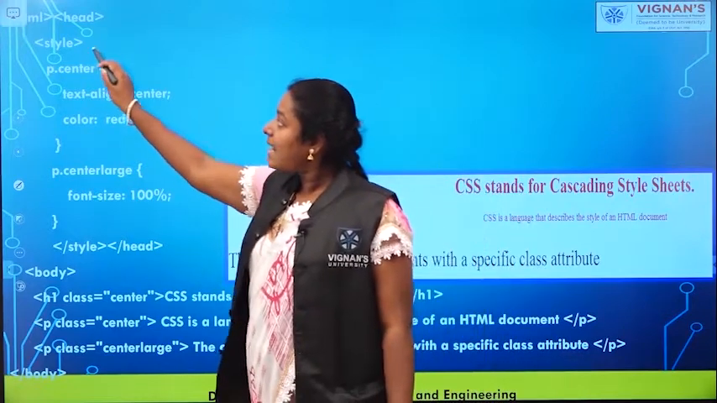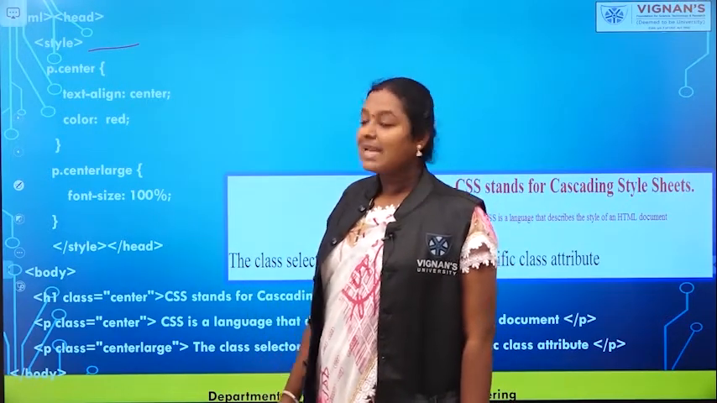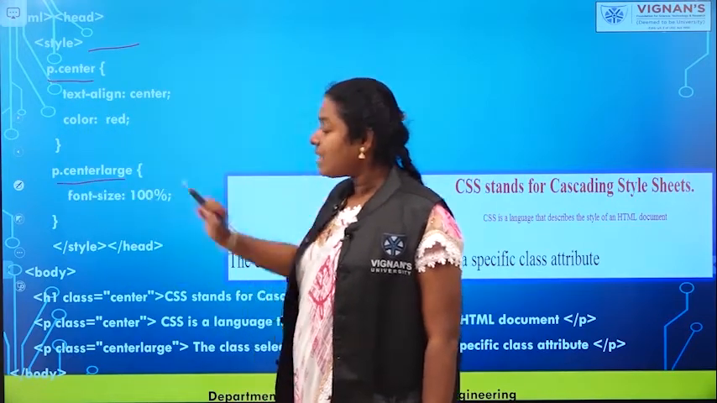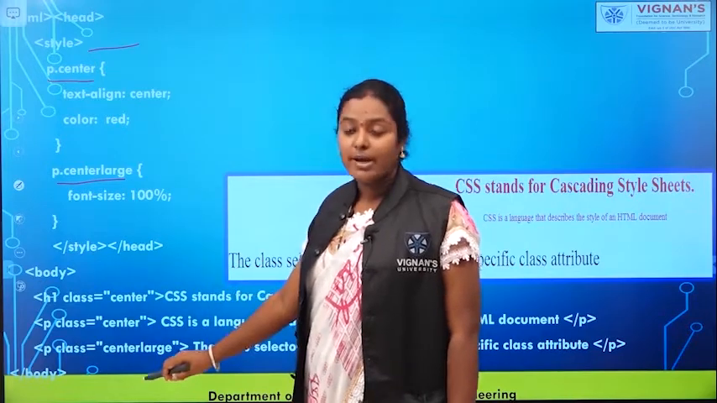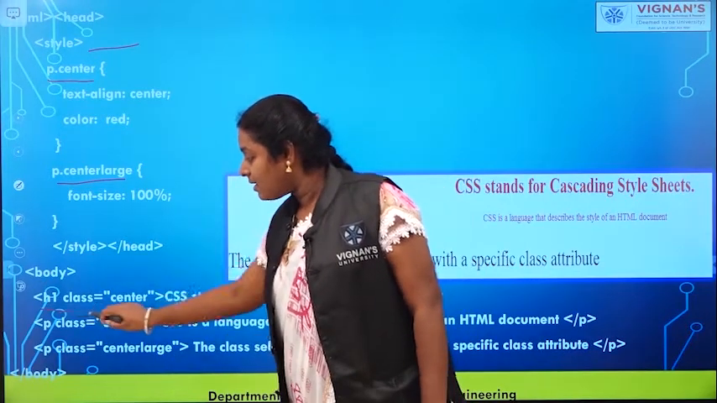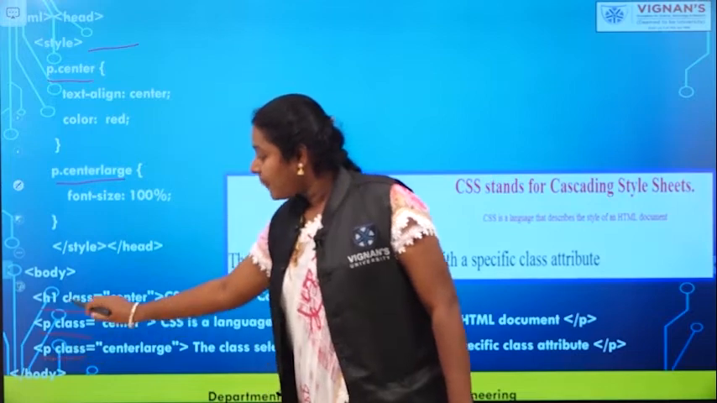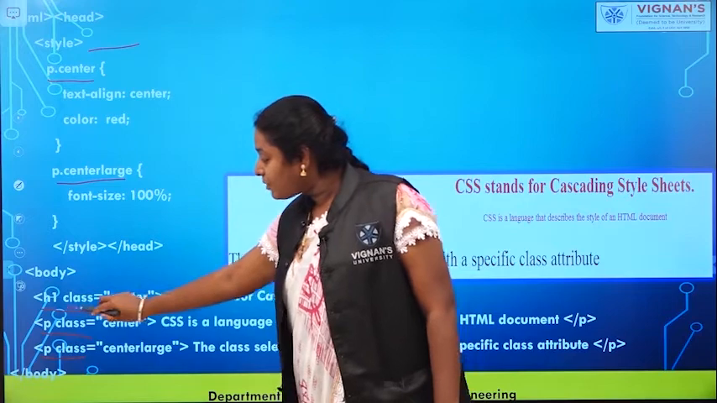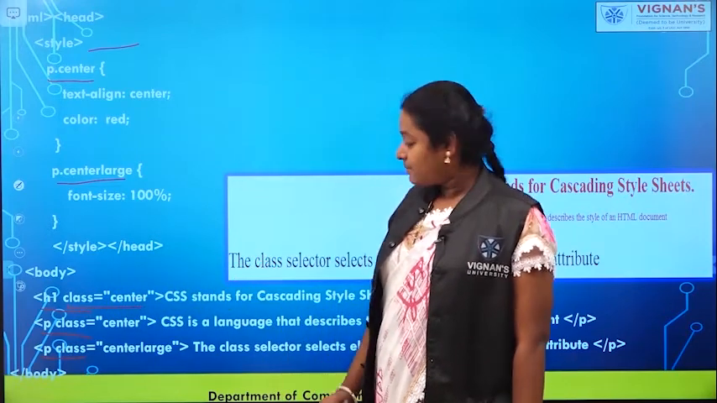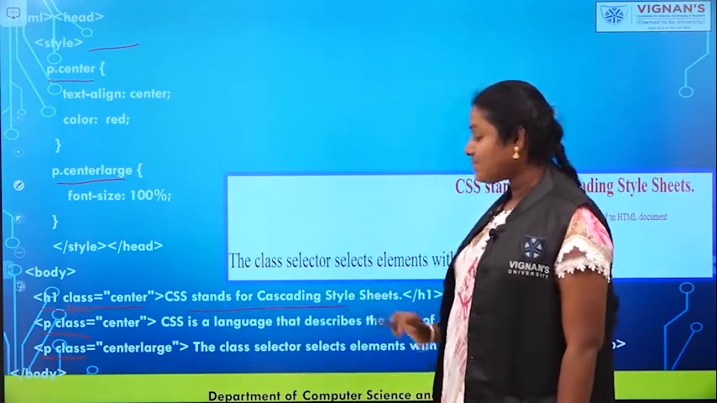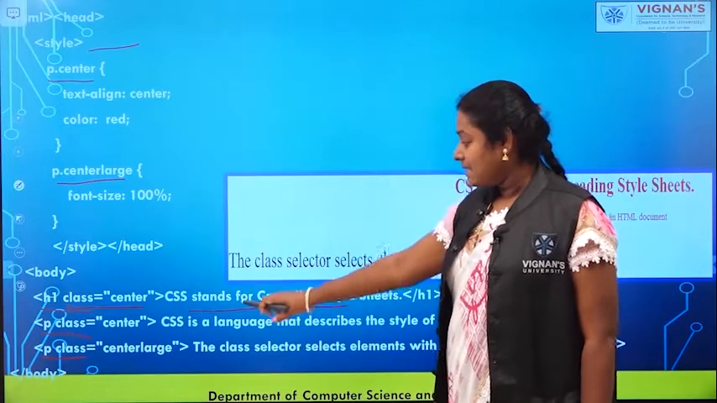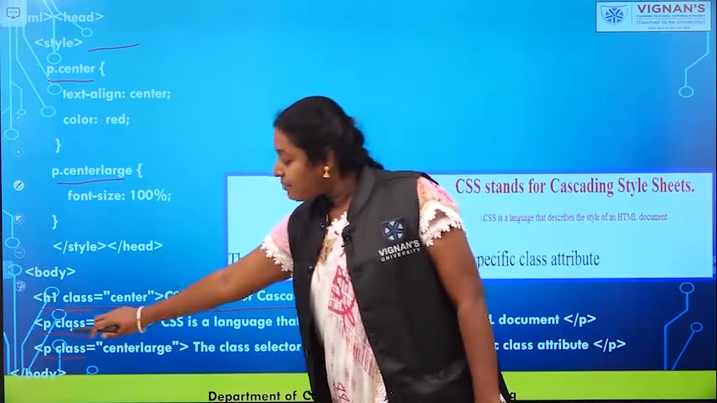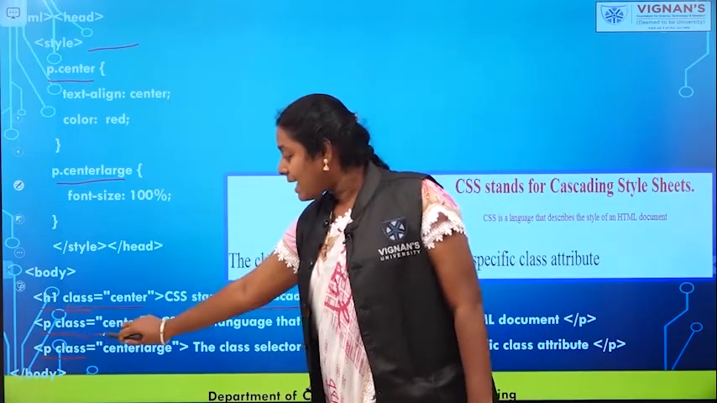If you see in the style tag, I am taking two class selectors. One is p.center and the other is p.centerlarge. Looking at the body, I had taken three tags. What is the first tag? Within the h1 tag, I had taken the attribute class equal to center. And this is the content I want to display in the h1 tag: CSS stands for cascading style sheets. And the next tag is a p tag with the attribute class equal to center.